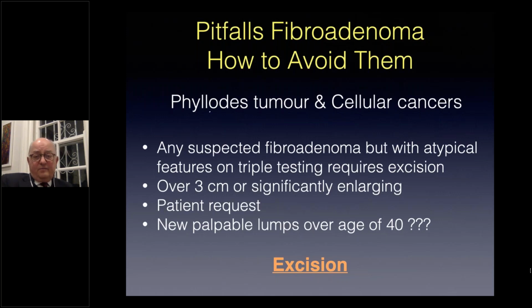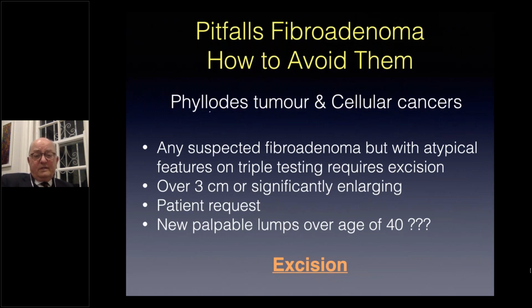And any suspected fibroadenoma, but with atypical features on any of the triple testing, does need excision. So if you think it looks like a fibroadenoma and it feels like a fibroadenoma, but the core biopsy says that it's a cellular lesion but doesn't mention malignancy, that probably still needs to come out. And on occasions, the differentiation between phyllodes and fibroadenomas on core biopsy can be quite difficult, and that's why I tend to follow them up after 6 months.